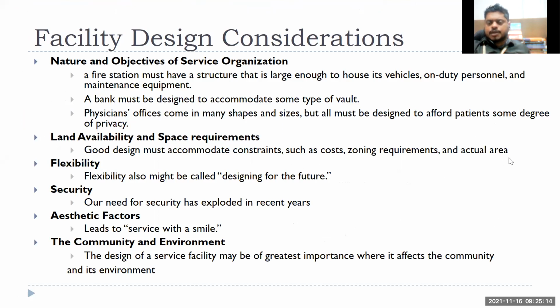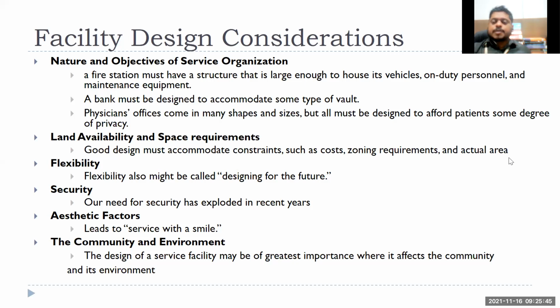A physician's office needs some space allocated for privacy. Land availability and space requirement depend upon what kind of services you are providing. If it is let's say McDonald's or a KFC, you might not need a lot of space. You can just say this is a takeout location, where people will come, take their order and take out food. There is no sitting arrangement.